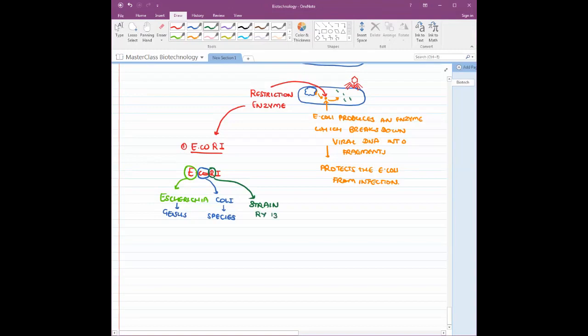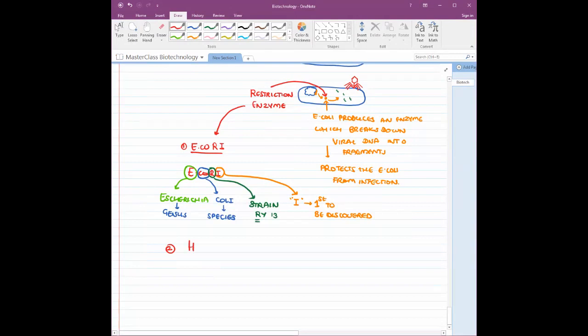Okay, so the strain is RY13. So from the strain, they took R. And the last one, we are going to have I. What is I? This is Roman number one. What does it mean? This is first to be discovered. This is how we label your restriction endonucleases.